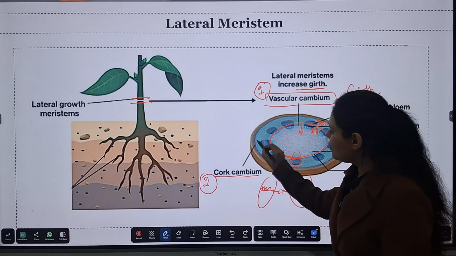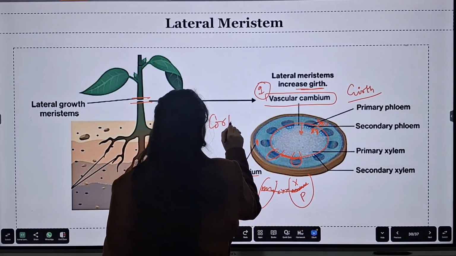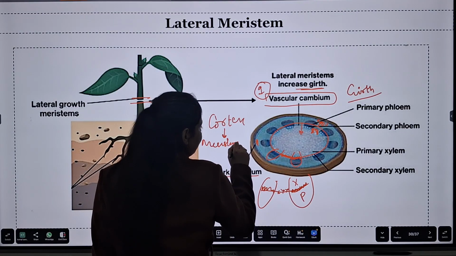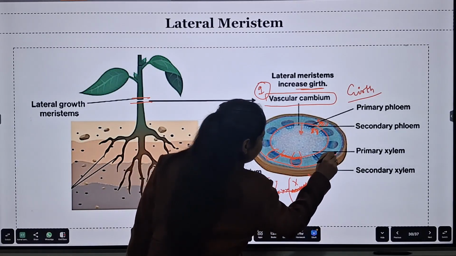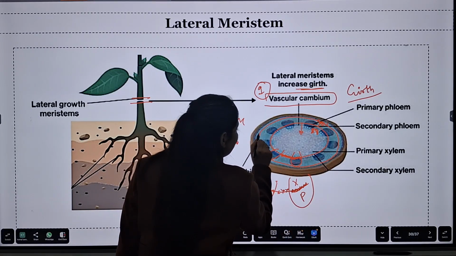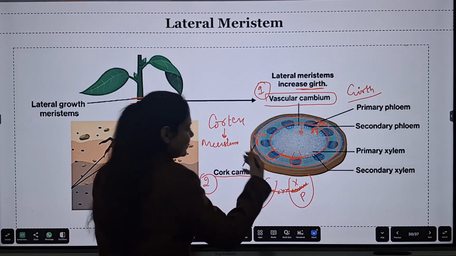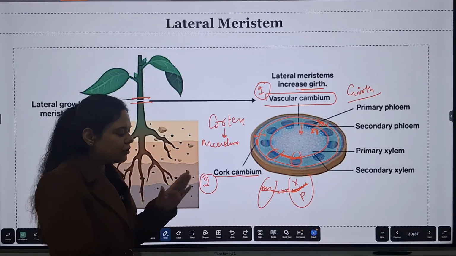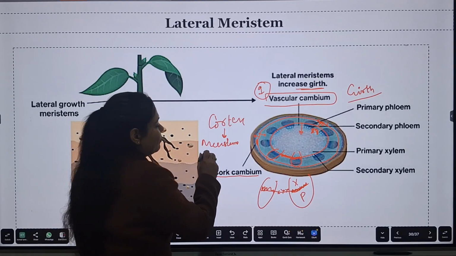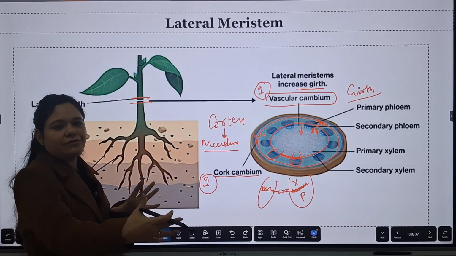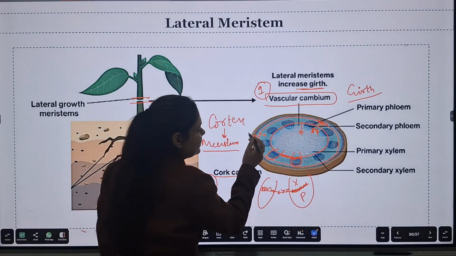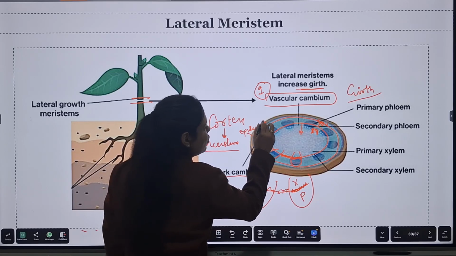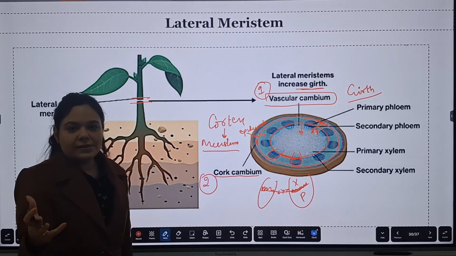Some of the cells in the cortical region, cortex, will become meristematic, and they will cut cells on the inner side as well as on the outer side. They will divide and form new cells on the inner side also, on the outer side also. And it will also help in increasing the thickness of the plant. In fact, it cuts off so many cells that it crushes the outer epidermis. Epidermis is gone and only cork cells are visible in older stems.